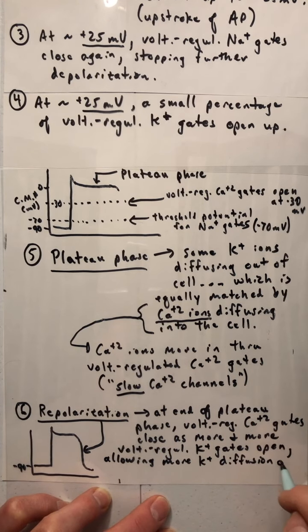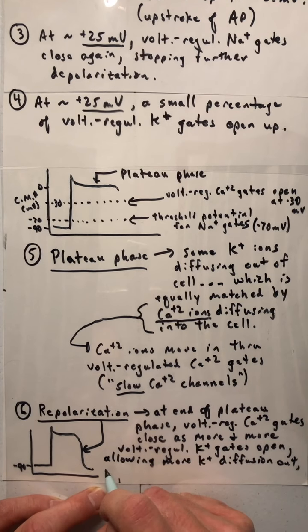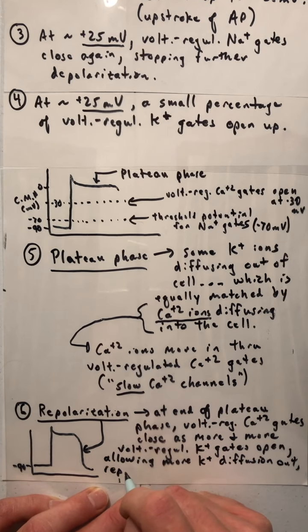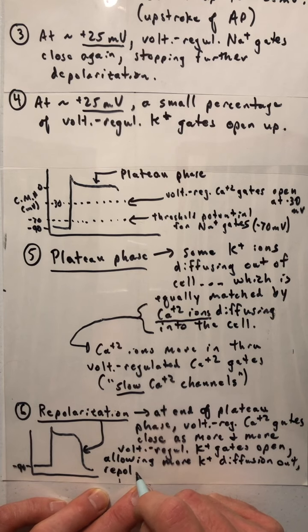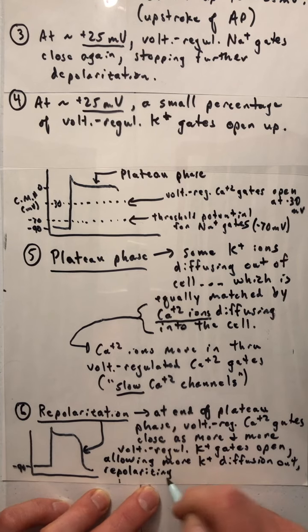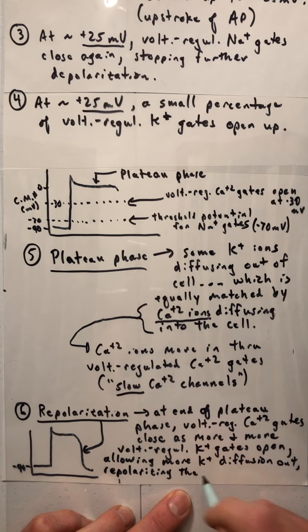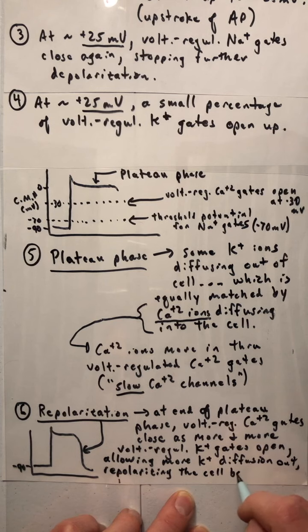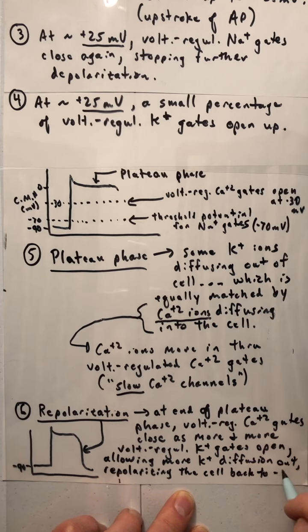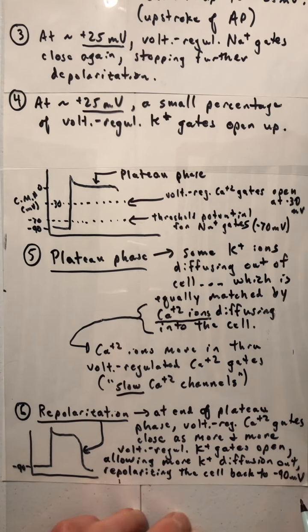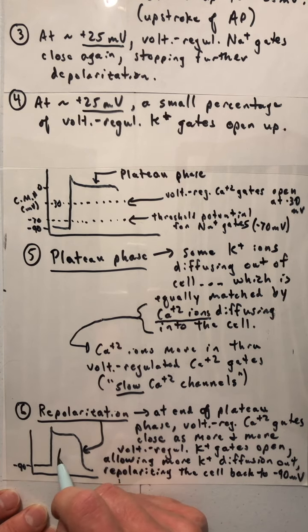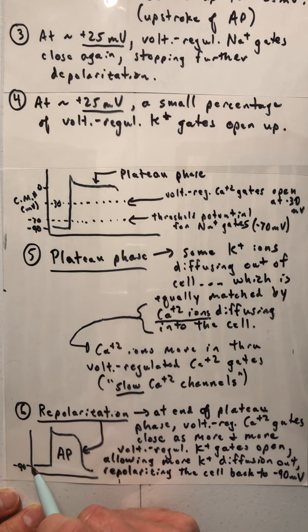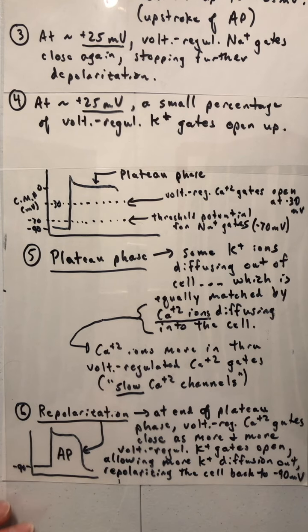And as more potassium diffuses out, this is going to repolarize the cell membrane back to our resting state of minus 90 millivolts. And where are we then? We are at the start of the next cycle. So we've just undergone a complete action potential marked by resting membrane potential, sharp upstroke, plateau phase, and repolarization.